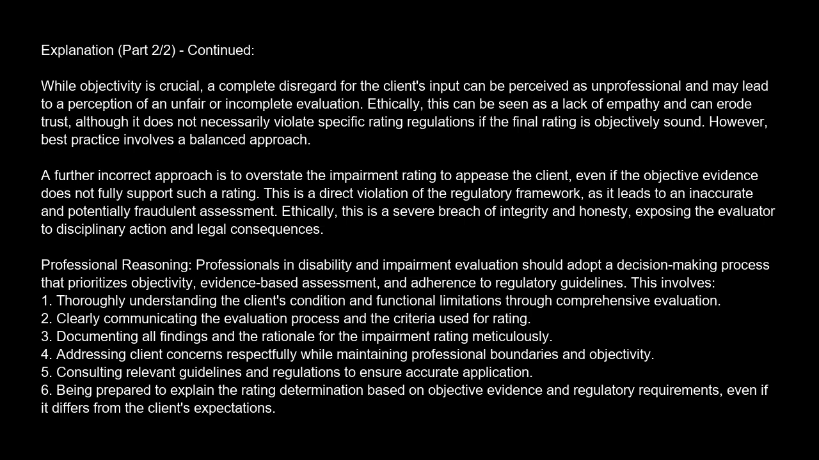Professional reasoning. Professionals in disability and impairment evaluation should adopt a decision-making process that prioritizes objectivity, evidence-based assessment, and adherence to regulatory guidelines. This involves: 1. Thoroughly understanding the client's condition and functional limitations through comprehensive evaluation. 2. Clearly communicating the evaluation process and the criteria used for rating. 3. Documenting all findings and the rationale for the impairment rating meticulously.